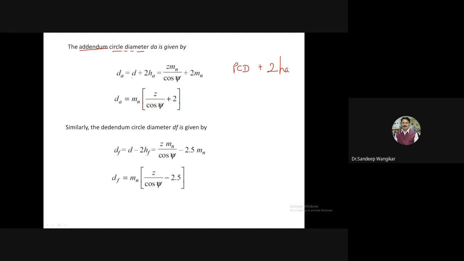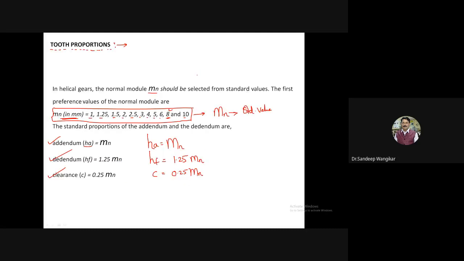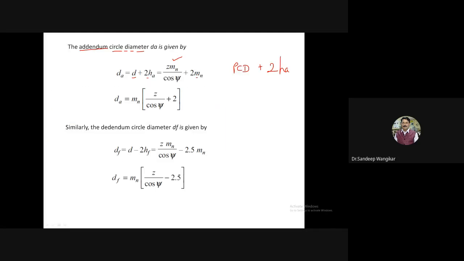So PCD is D plus 2 times HA. But the PCD is given by, we have already discussed this formula, Z Mn divided by cos psi. This is the formula for diameter. And twice HA is nothing but Mn. This we have seen here only. HA is equal to Mn. So if I substitute the values, taking Mn common, you will get Mn times Z divided by cos psi plus 2. So this is your addendum circle diameter.